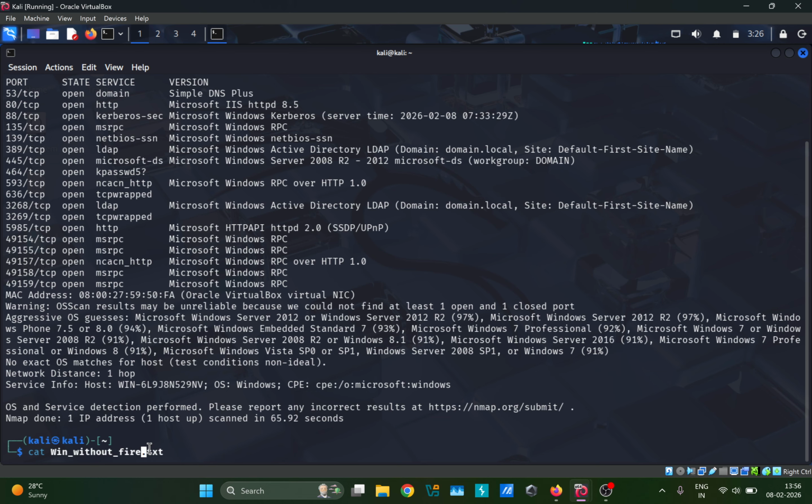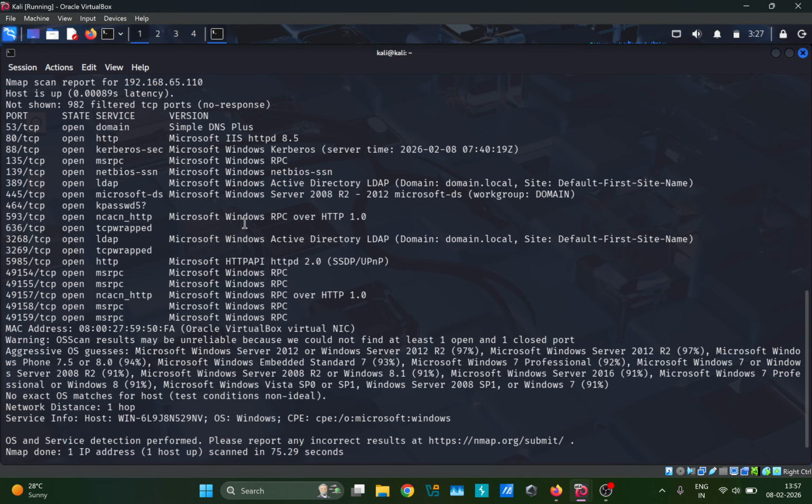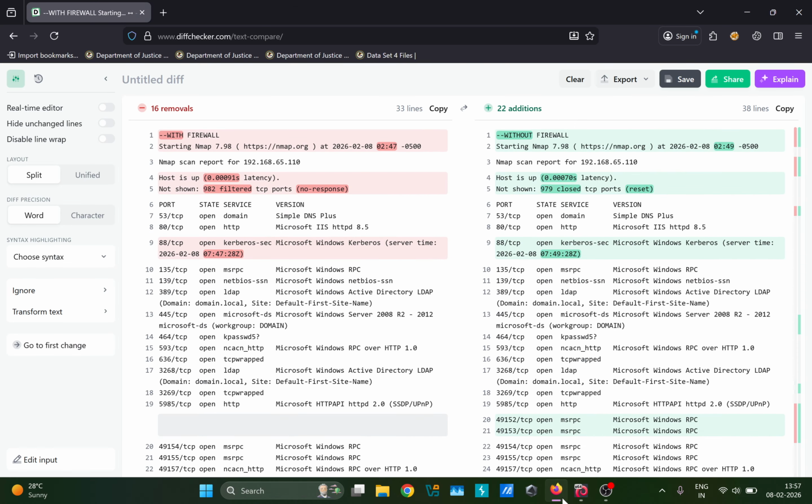So with the firewall, I got these results. I copied these two data into a diff checker. This is the diff checker I'm having. You can see the difference: this is with firewall and this is without firewall. But other than time, I'm not able to see anything that is much different. Very much disappointed with the firewall, but I'll tell you what is working and what is not.